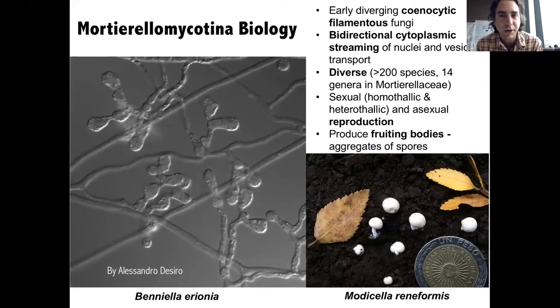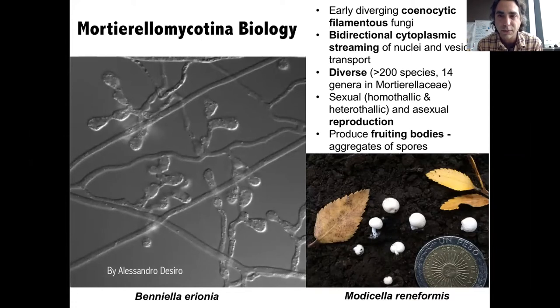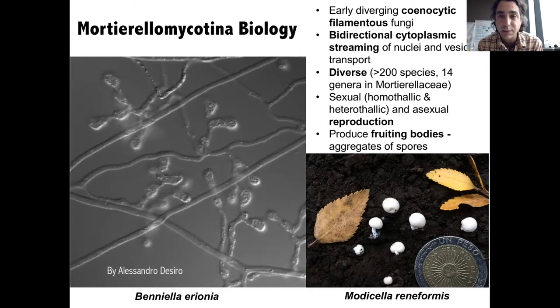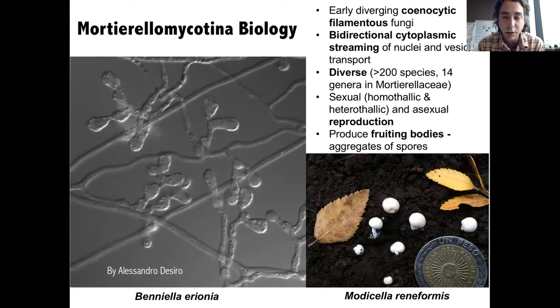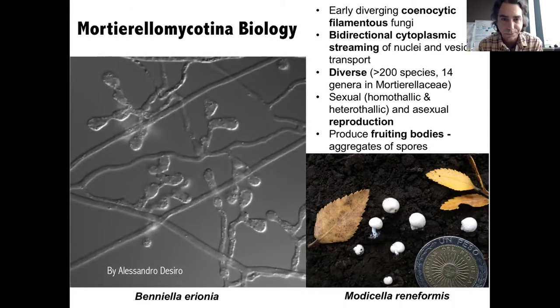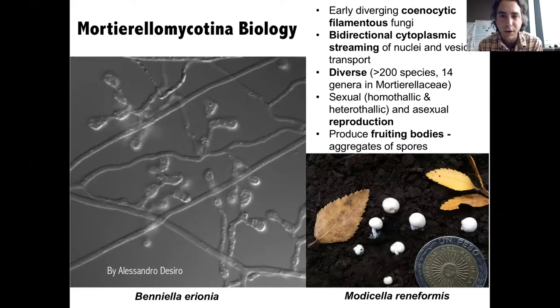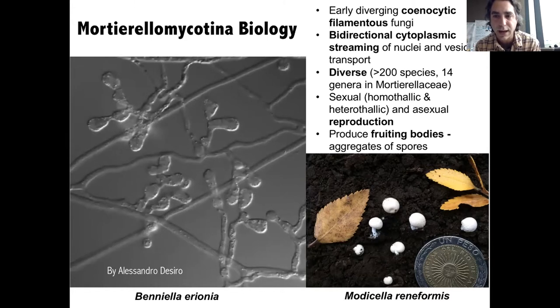So these fungi are all coenocytic, though they can make cross walls, and they often wall off old parts of their mycelial network. They're characterized by bidirectional cytoplasmic streaming. And you can see that here in this genus that we described, Benniella erionia, which is shown with these chained chlamydospores. Within the family, there are at least 200 species, and likely more. And the species can be sexual, homothallic or heterothallic. So some of them can self and others need to outcross.